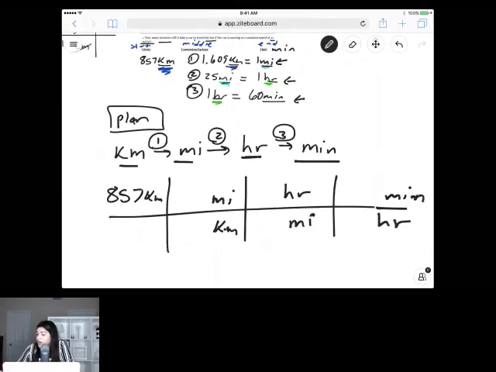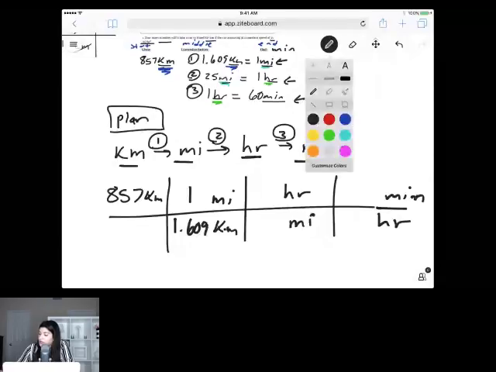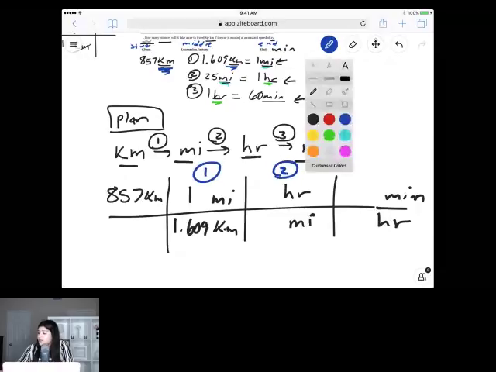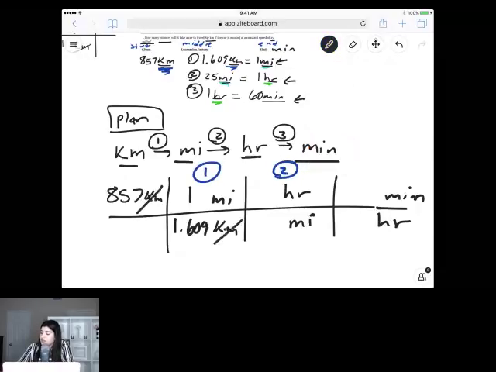So our first conversion factor for the kilometers was 1.609 per every 1 mile. And I'll just put that was our first conversion factor. Our second conversion factor, after we see our kilometers cancel and we're now at miles, was 25 miles per every 1 hour. Miles cancel. Now we're at our third conversion factor of 1 hour per every 60 minutes.